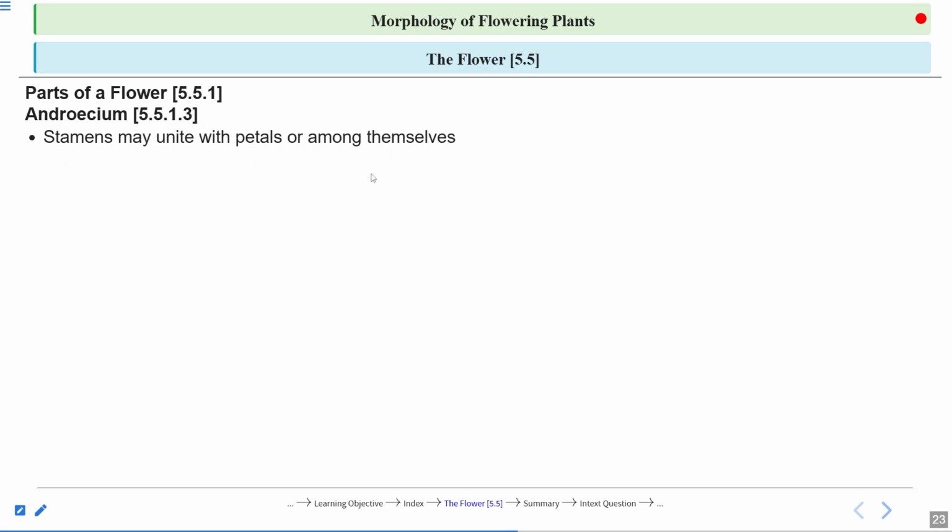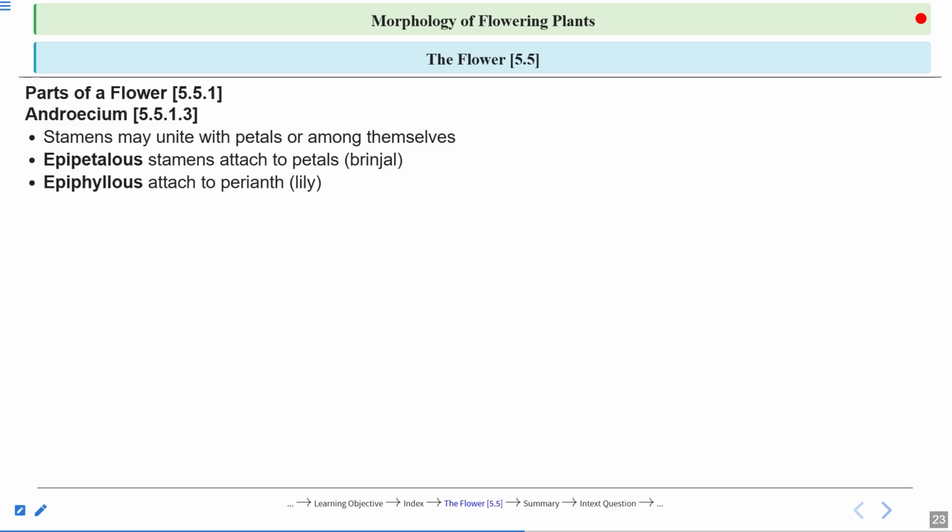Stamens may be united with the petals or among themselves. When they are united with the petals, meaning they are attached to the petals, they are called epipetalous stamens, like brinjal. In the case of brinjal, the stamens are not free, they are attached to the petals. That condition is called epipetalous condition, right?